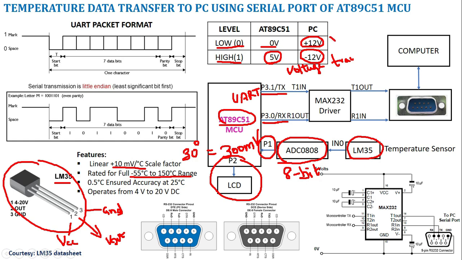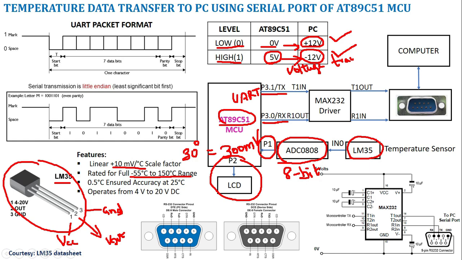In case of a microcontroller, logic 0 is represented by 0 volt, whereas in case of a PC, logic 0 is represented by plus 12 volt. For logic 1, the microcontroller uses plus 5 volt, and a PC uses minus 12 volt. So we should do a voltage level increase as well as an inversion. 0 volt should be translated to plus 12 volt, and 5 volt should be translated to minus 12 volt.